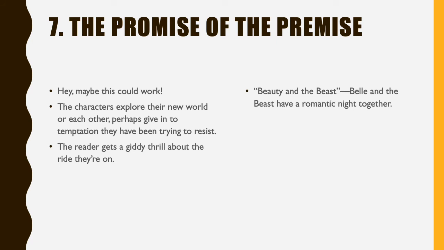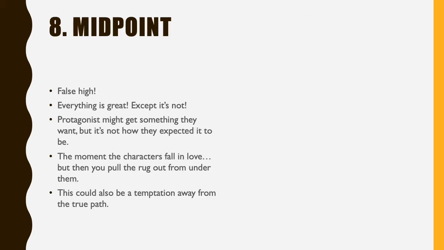In Beauty and the Beast, this is when Belle and the Beast have their romantic night together and they dance and there's a beautiful ball gown and they're getting along really well and there's romance and the pots are singing and everything is great. But then we reach the midpoint.